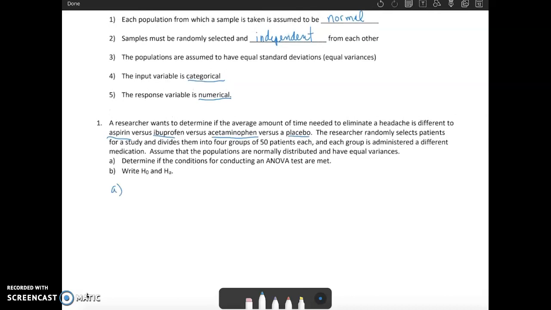So to answer part A, I'm going to write number 1 down. It says each population from which a sample is taken is assumed to be normal. Well, that is given to us in this information. Assume that the populations are normally distributed. So populations are normal. That was said. I'm going to go ahead and skip to 3 just because it's in that same sentence, because it says assume the populations are normally distributed and have equal variances. So it's also assumed equal variances.